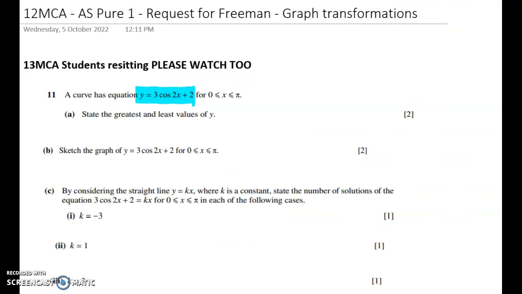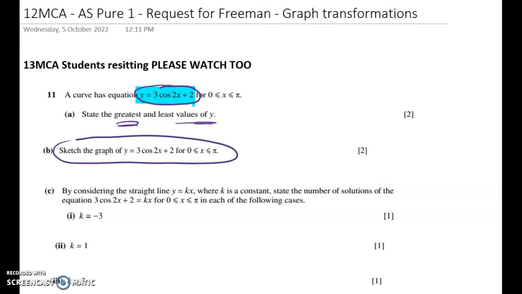Okay, so the first question requires us to do two things. We have to state the greatest and the least values of y, and y is this transformation of a trig function. The next thing we have to do is to sketch that graph, and it's just for x between 0 and pi. So these basically go together, and in some ways it's easiest to get on with the graph sketching and then to read off the greatest and the least values of y.